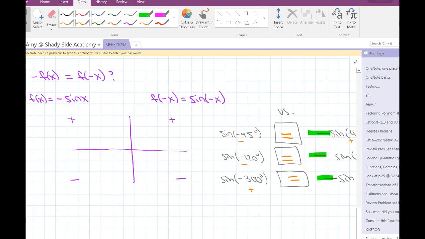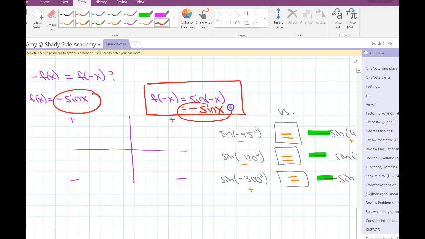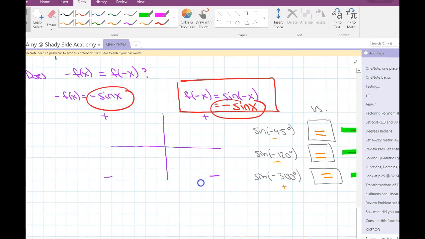Which then brings me back to this puzzle here. If f of negative x equals sine of negative x, I know that sine of negative x is just negative sine x. And I have shown that f of negative x and negative f of x are the same. So I have algebraically shown that y equals sine x is an odd function. Okay, that concludes this screencast. Goodbye.